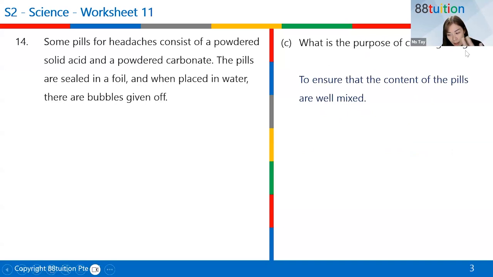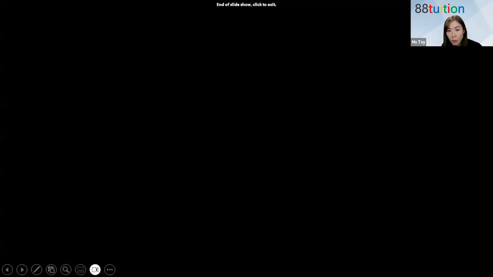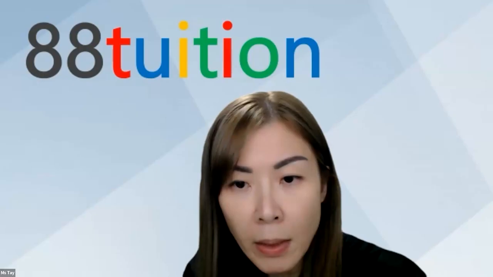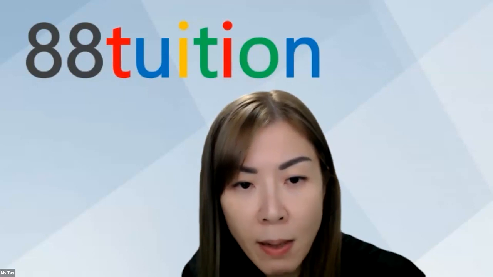Now, what is the purpose of having the gas created? When there's a lot of bubbling, it also ensures the content of the pills can be well mixed. Instead of you stirring, you see the effervescence, the bubbling, that is causing the entire mixture to be moving around. So that will allow the mixing of the contents of the pills. Any question? Okay, so that's about it for last week's tutorial. I'll be sending in the chat during break time.